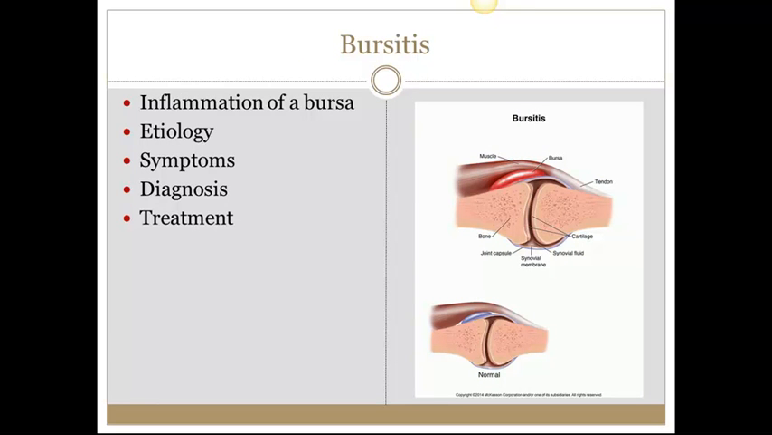Bursitis is the inflammation of the bursa. The etiology of bursitis is repetitive motion. Symptoms include severe pain that limits motion in the joint. We usually diagnose this by history and examination and sometimes x-ray. The treatment is rest, moist heat, use of analgesics or anti-inflammatory medications, and sometimes we will do an injection of corticosteroids, or we will drain the bursa area.